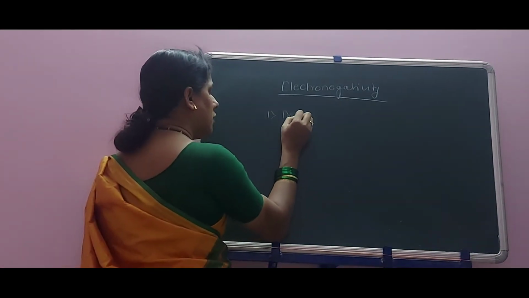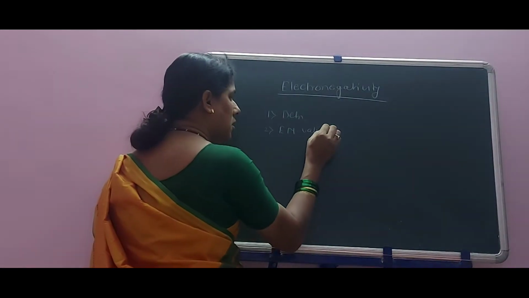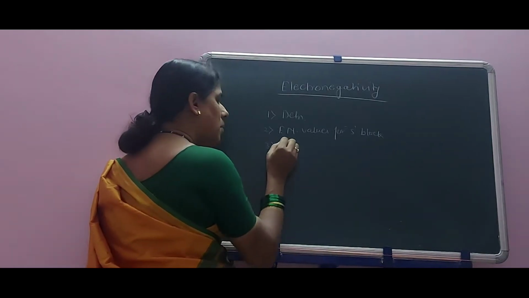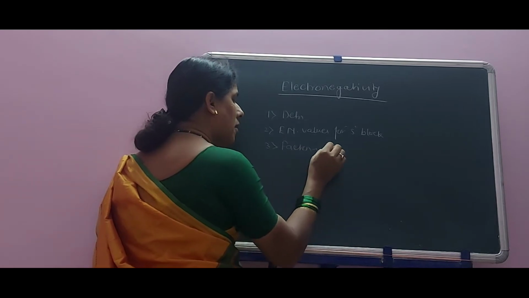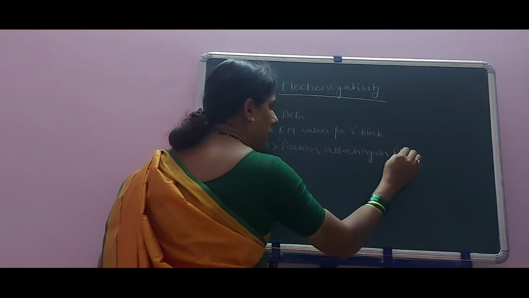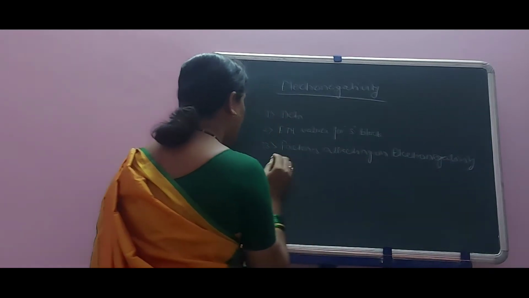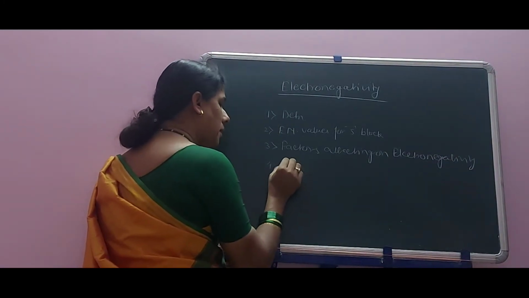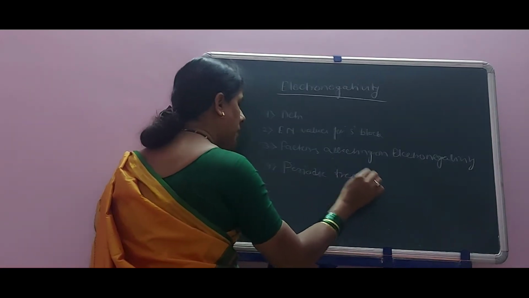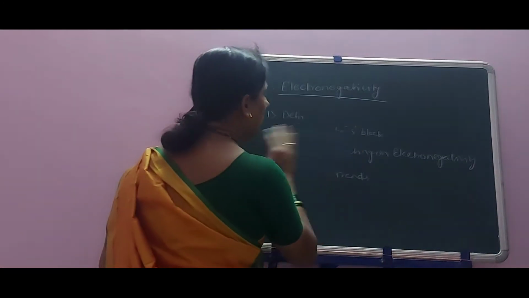First is the definition. Second is electronegativity values for the s-block. Third is the factors affecting electronegativity. And fourth is the periodic trends. Now one by one we will discuss these. So let us study the definition first.